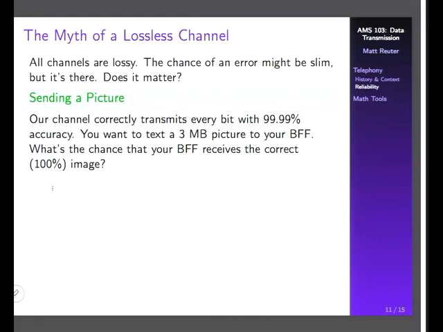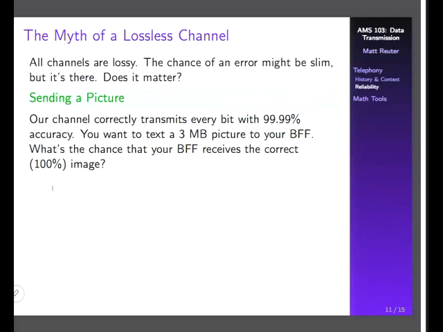So suppose we're going to take out our phones and take a picture, and you have a 3 megabyte picture. Okay, so megabyte is roughly how many bits? Remember, mega was the prefix for million, so it's 1024 squared bits. Okay? And so you want to take this picture of about 3 million pixels, or 3 million bits, and you want to send it to your BFF.